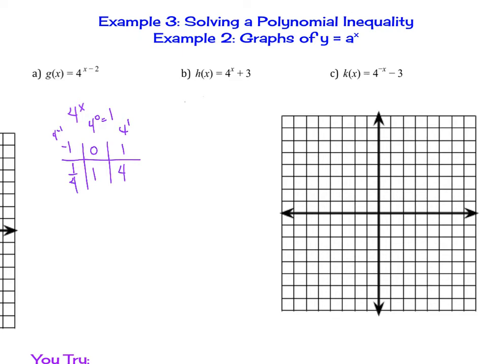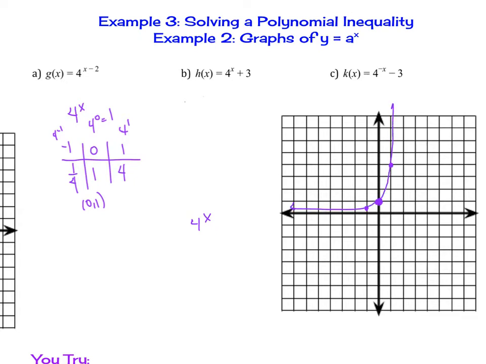So I'm graphing the 4 to the x here in purple. That first point is (0, 1), which goes here. I'll call that our important point. Then we have (1, 4), which is 1 right and up 4. And then we have the 1/4 down here. Okay, and so that's the 4 to the x.